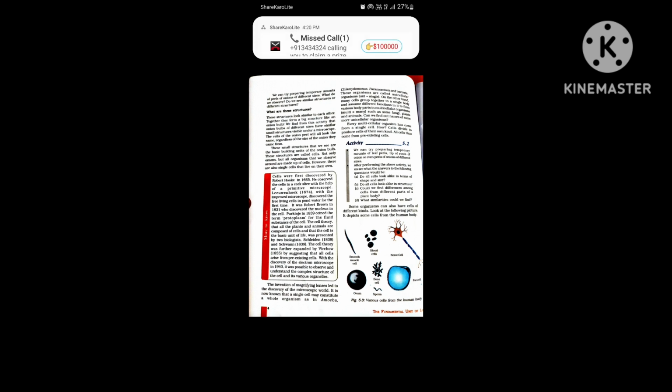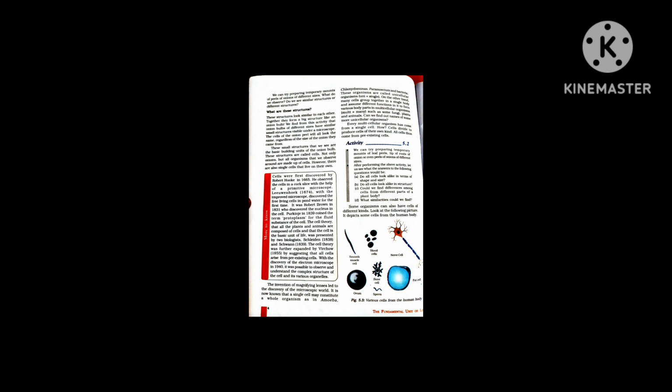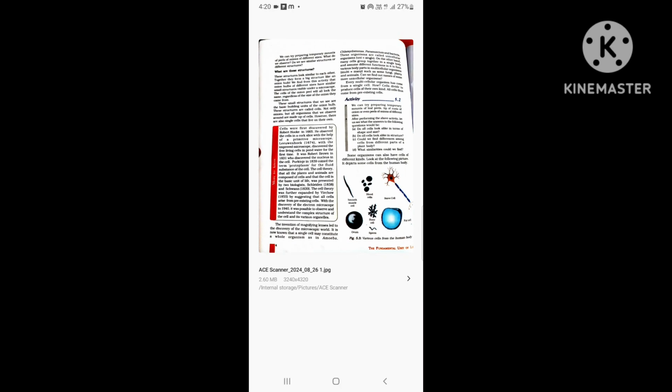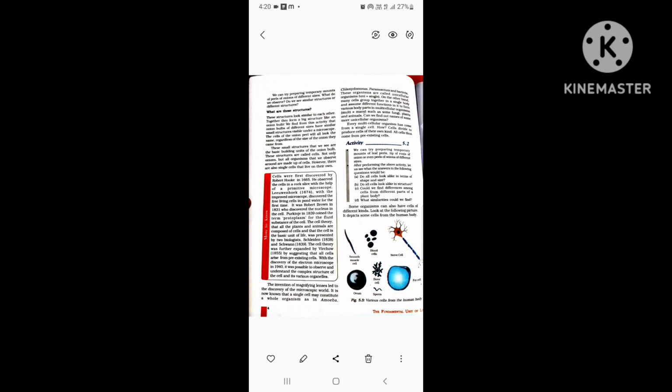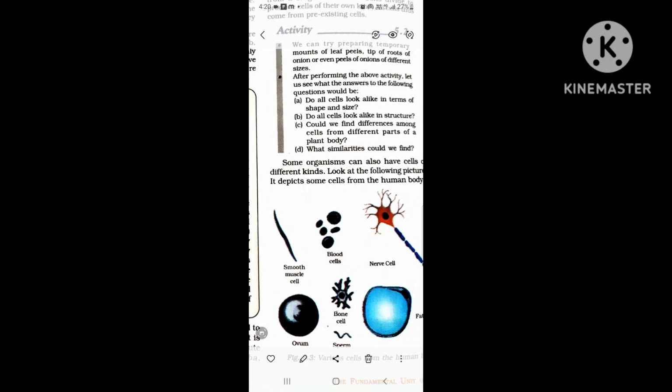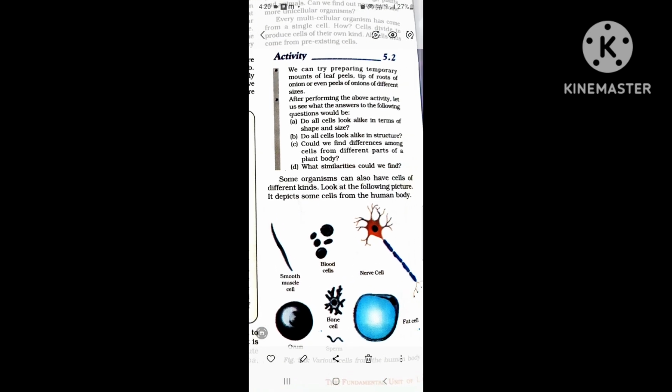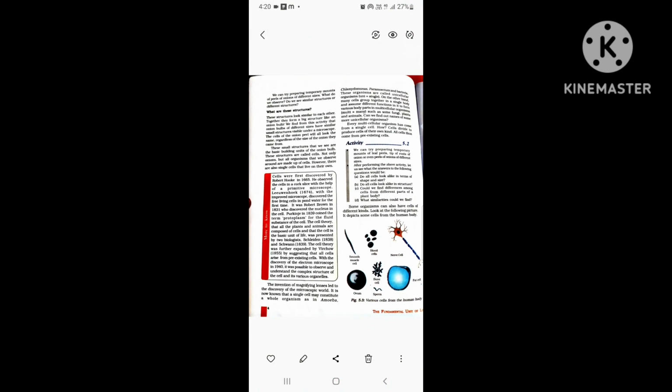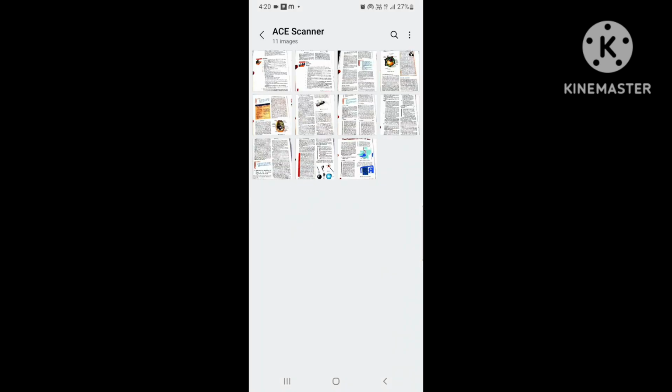Look at the following picture. It depicts some cells from the human body. For example, smooth muscle cells, blood cells, nerve cells, ovum cell, bone cell, sperm cell, and fat cells. Various cells from the human body.